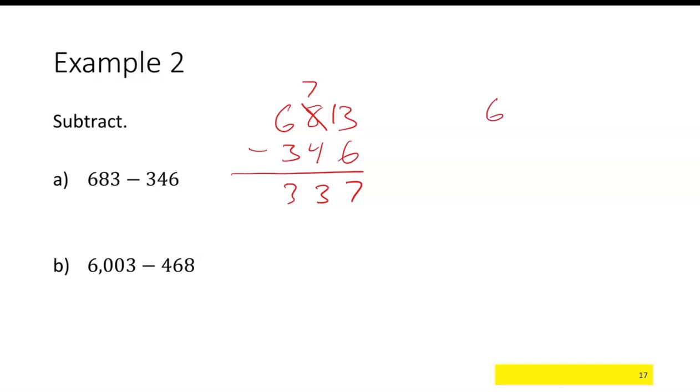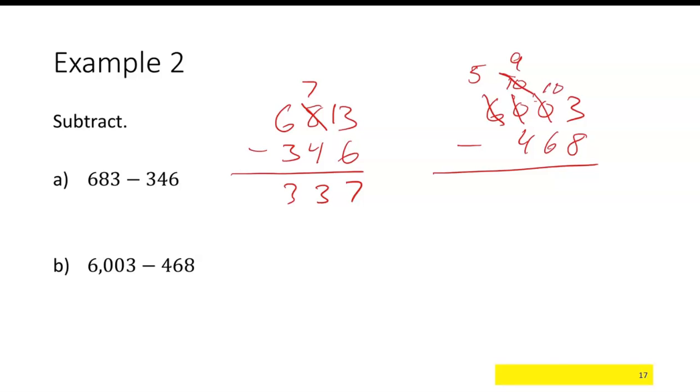Next one, 6003 minus 468. Okay, so I'll need to borrow, but I can't borrow from the tens. I can't borrow from the hundreds, so I need to borrow from the thousands. And that moves 10 over to the hundreds place. Now I can borrow from the hundreds, and that moves 10 over to the tens place. Now I can borrow from the tens, and I have 13 now in the ones place.